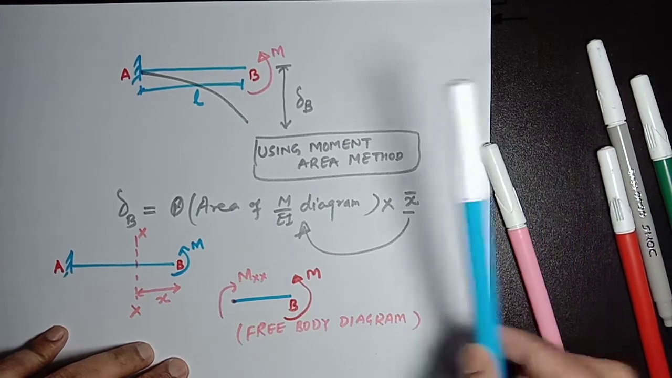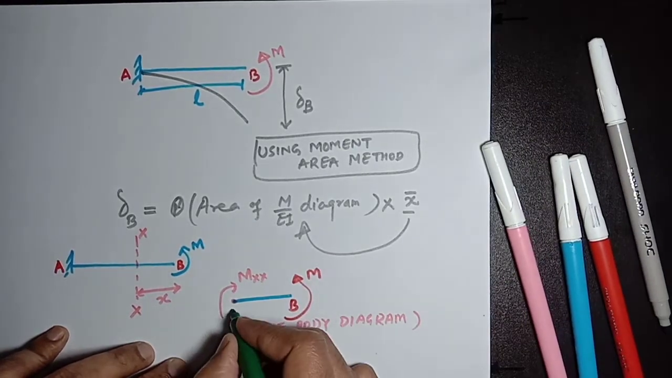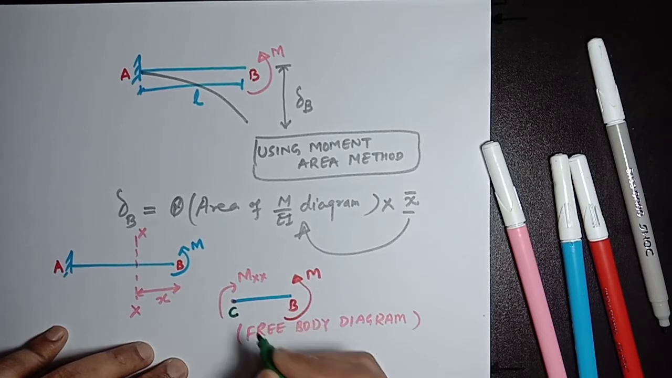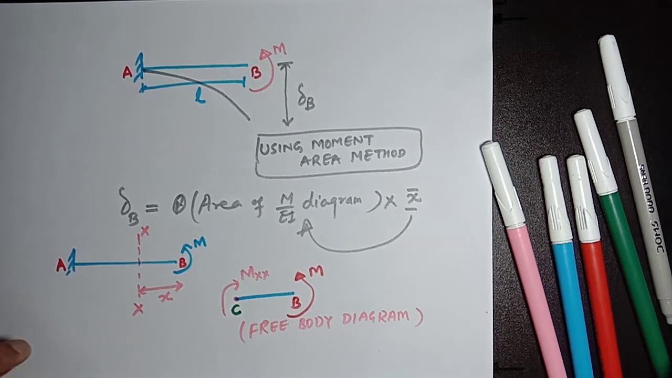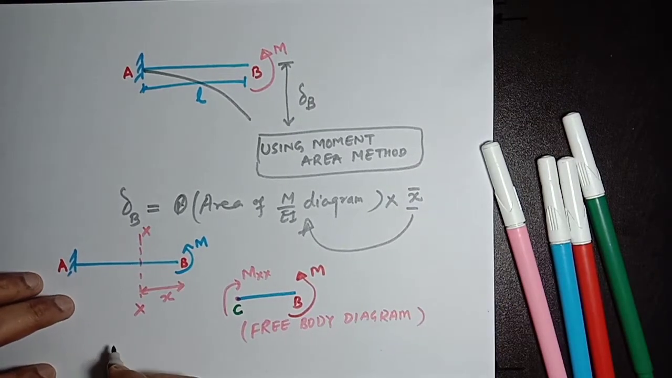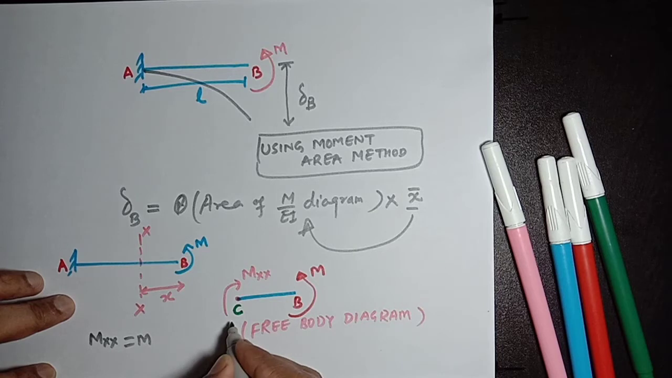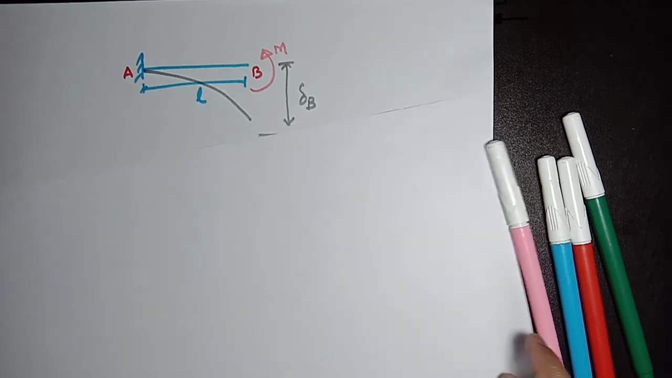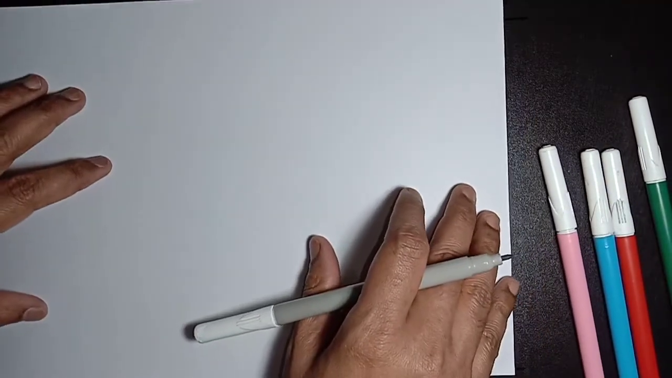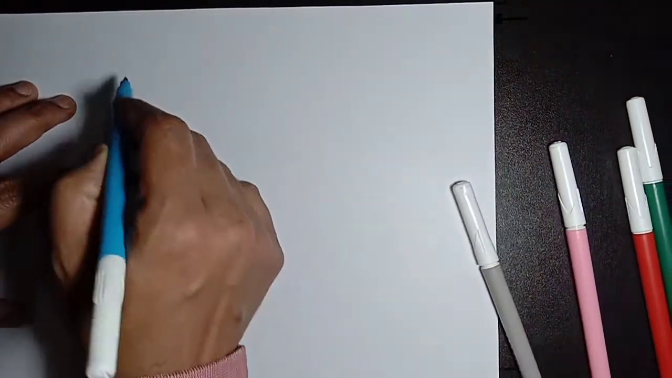So as we know, we want to take the moment at section XX. Let's suppose this point is C. We want to find the moment at C. So we can say the moment at section XX, or the moment at C, will be what? So that we will generalize this bending moment throughout the length of this beam. Now let's continue with the free body diagram.